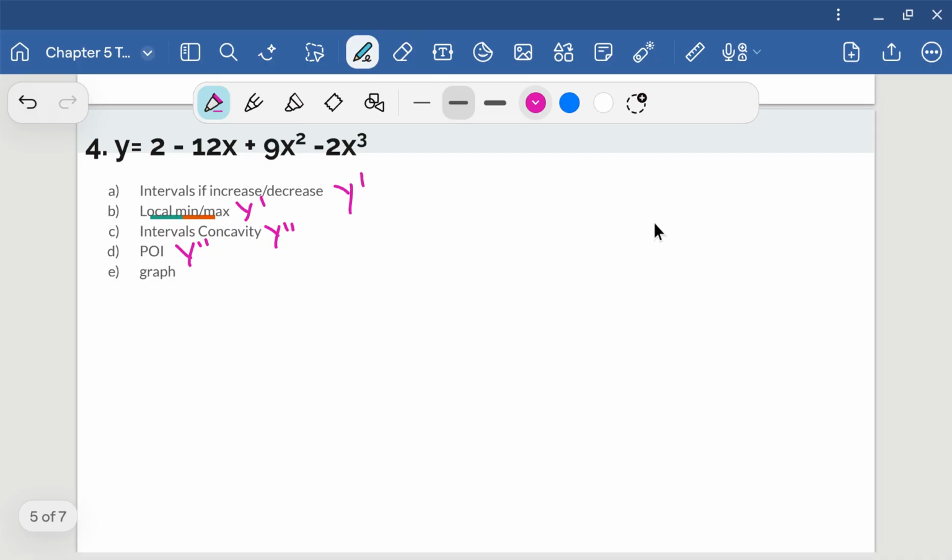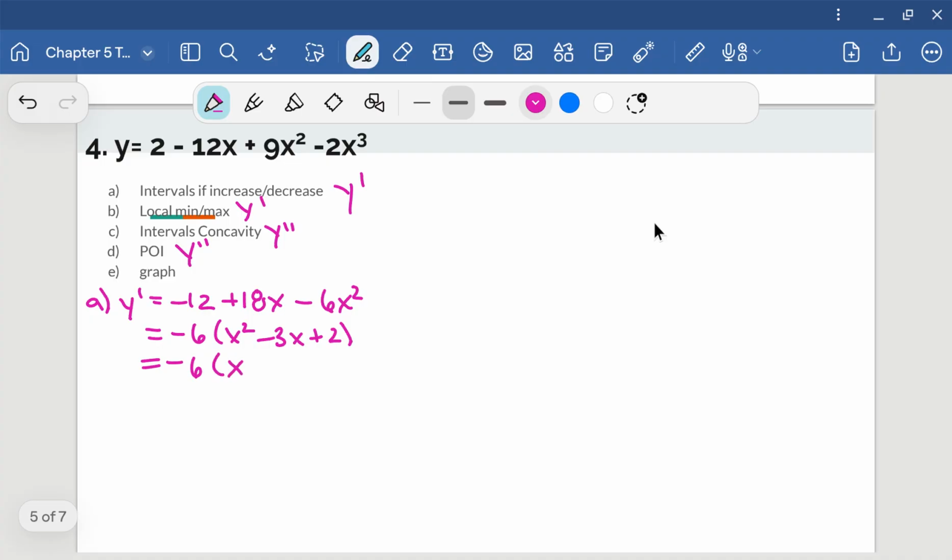So let's start with finding that first derivative. If I take my first derivative, I would get -12 plus 18x minus 6x squared. Nice and easy, it's just all the power rule. And then I want to factor, so I can take out a -6 from each term, and I'm going to rearrange it so my x squared term is first. Then I have x squared minus 3x plus 2. I can factor the inside further into two binomials, x minus 2 and x minus 1.